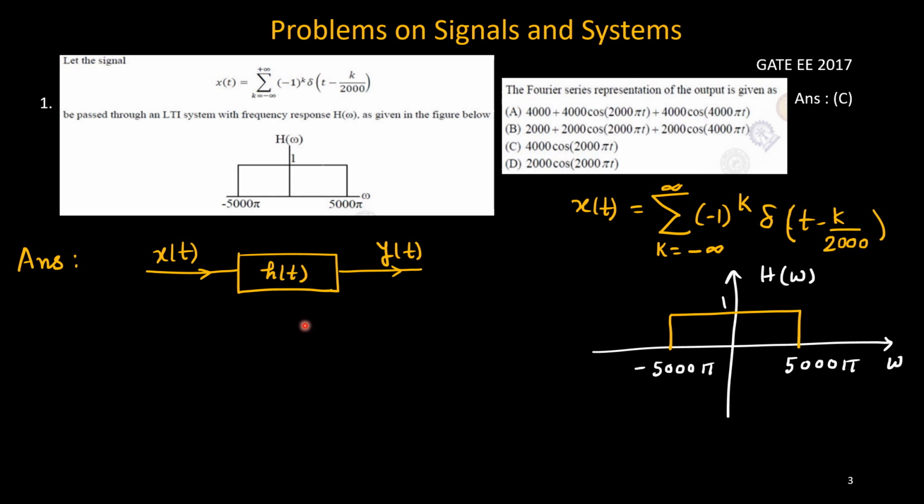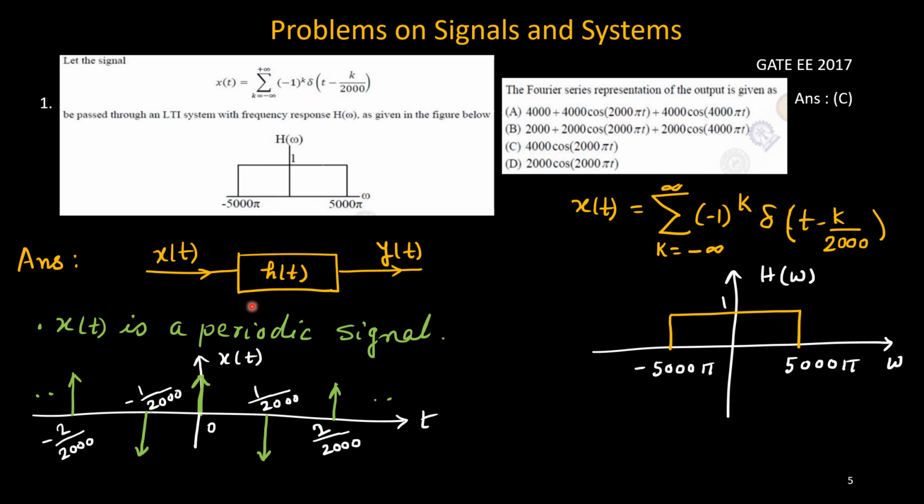Now this is our system, h(t), which we have considered. The signal x(t) is applied to the system and the output is y(t). x(t) is given as this one, and the impulse response of the system is given as this one. As I said, x(t) is a periodic signal because it will repeat. For every k you will have one impulse. So first we need to understand that signal clearly.